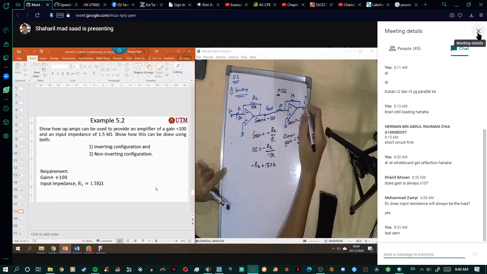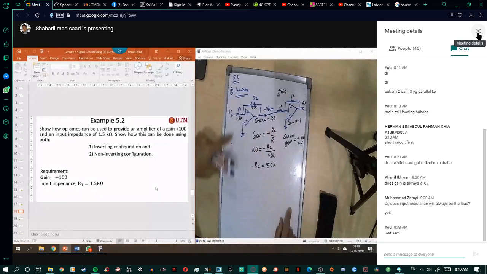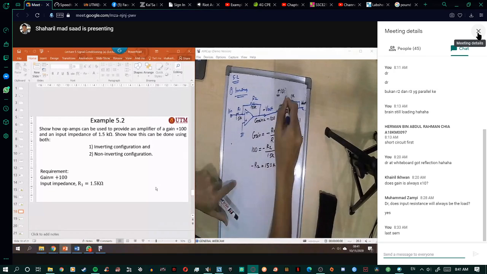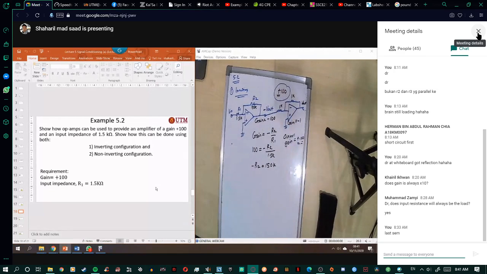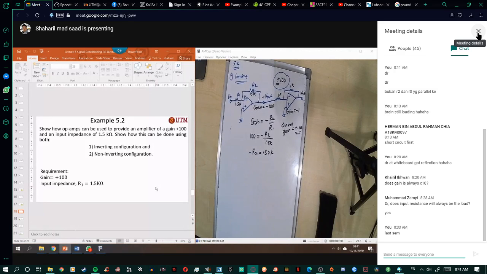Okay, so this is your output, V out. So when you have two inverting stages that you combine together, you can achieve plus 100, that means a positive gain.